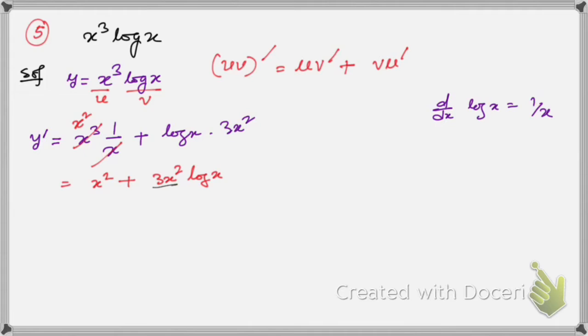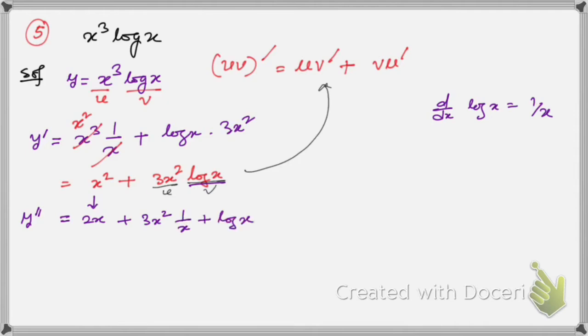Okay, now consider 3x square as u and log x as v, apply the product rule again, then you will get the second order derivative of y. Derivative of x square is again 2x, and first function 3x square, derivative of log x is 1 by x, then second function log x, derivative of first function 3x square, its derivative will be 6x.